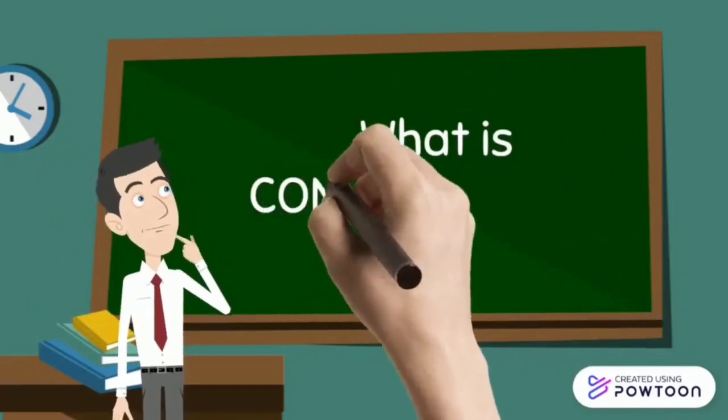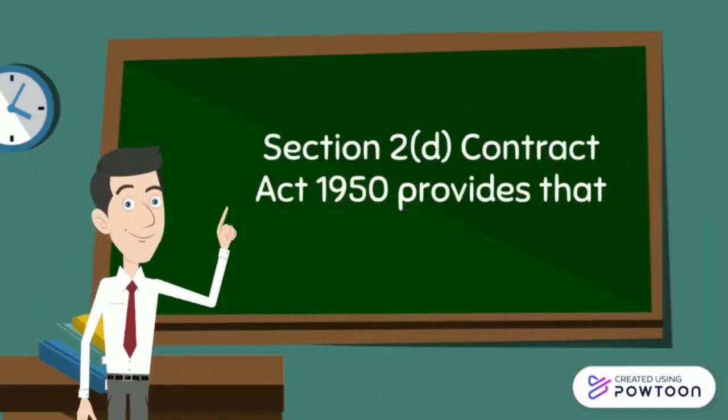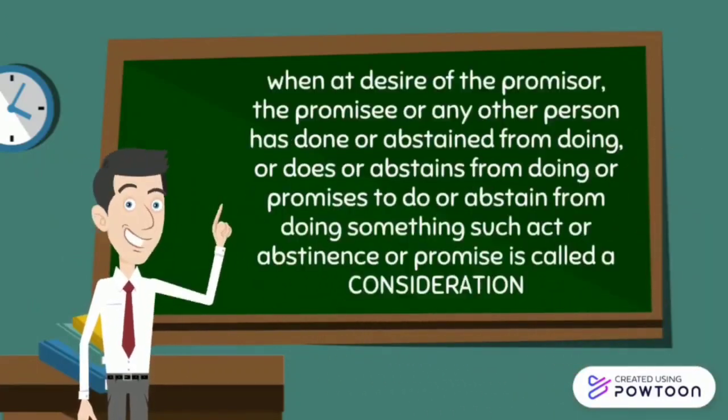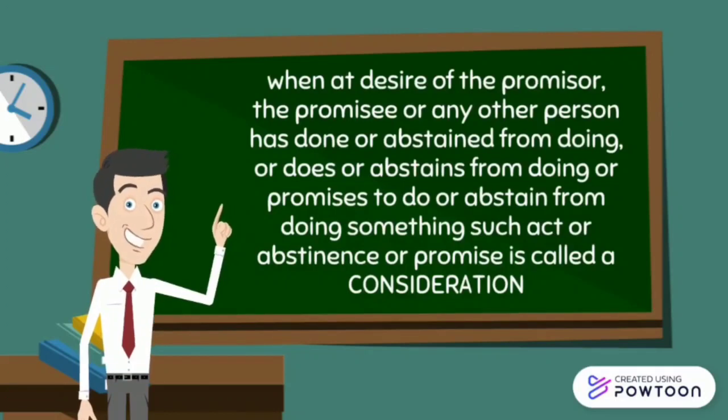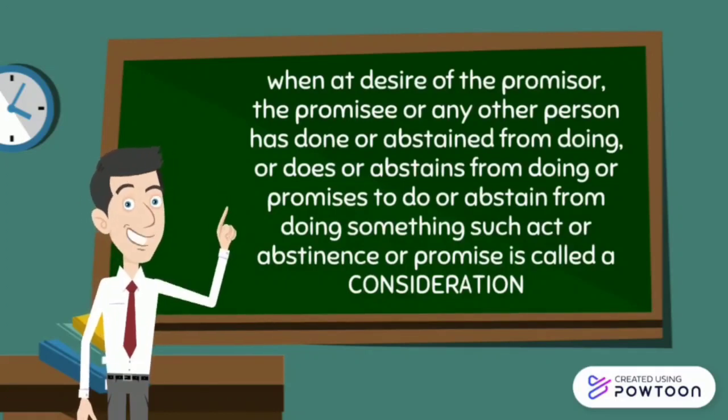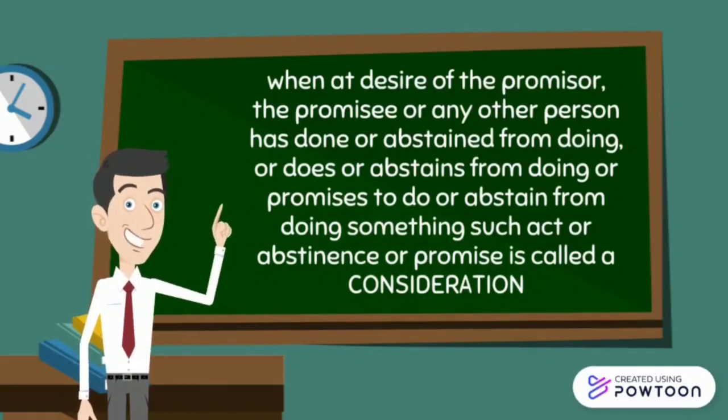What is consideration? Section 2(d) of the Contracts Act 1950 provides that when, at the desire of the promisor, the promisee or any other person has done or abstained from doing, or does or abstains from doing, or promises to do or abstain from doing something, such act or abstinence or promise is called a consideration.